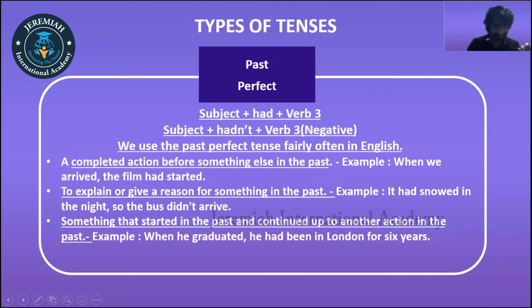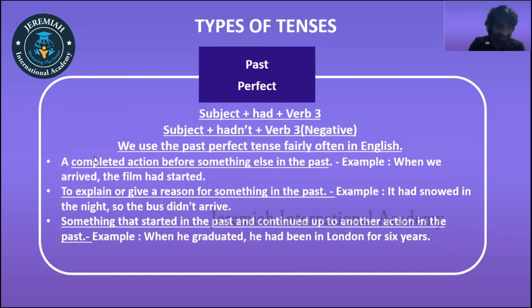So let me explain with an example. That is, when we arrived, okay, the film had started. Arrived, started. Okay, now the film had started before I arrived. So what was happening before? Okay, to explain or give a reason for something in the past. So to explain or give a reason. So this is very important.